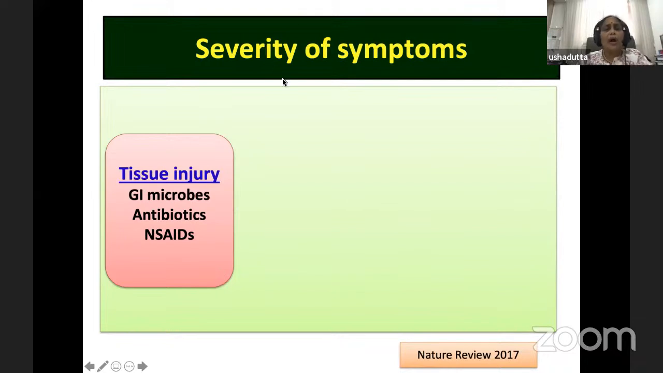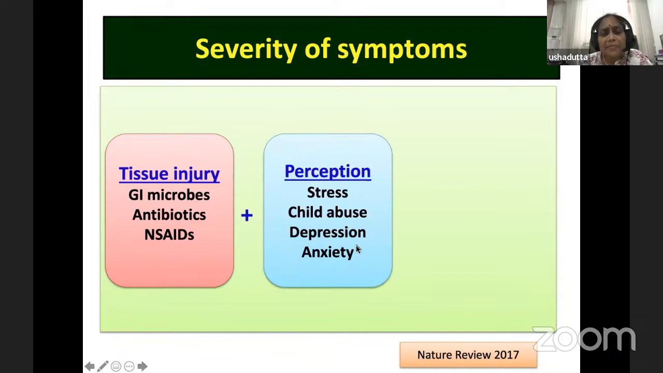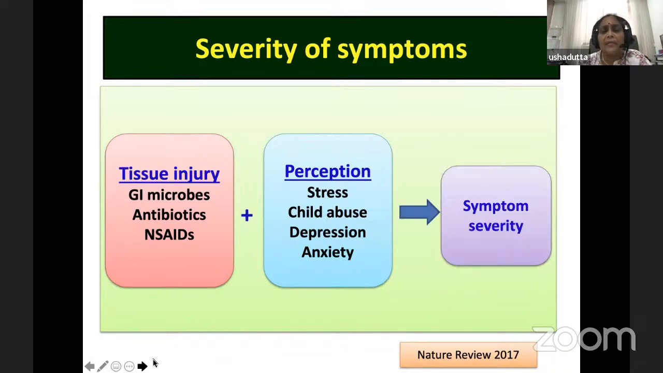Just one second. Yeah. So what determines the severity of the symptoms? Quite often in most diseases, the severity of the symptom depends on the amount of tissue injury. So if you have tissue injuries in the form of GI microbes, antibiotics, NSAIDs, this can result in further disease severity. And the perception of the patient, whether the stress, childhood abuse, depression, anxiety, all these can go hand in hand in causing the amount of symptom severity. So please assess these two components. Sometimes patients will be very, very anxious, but they don't have so much injury, and there is vice versa.